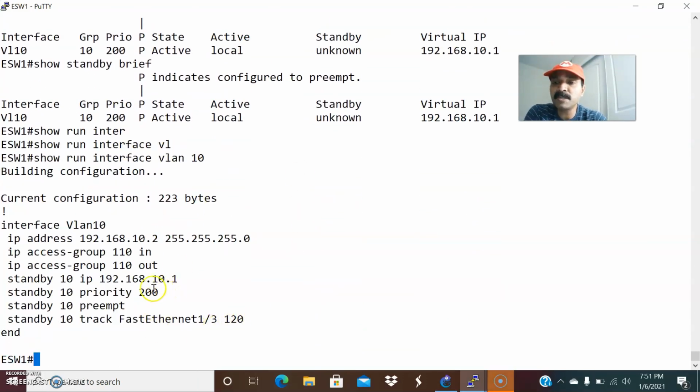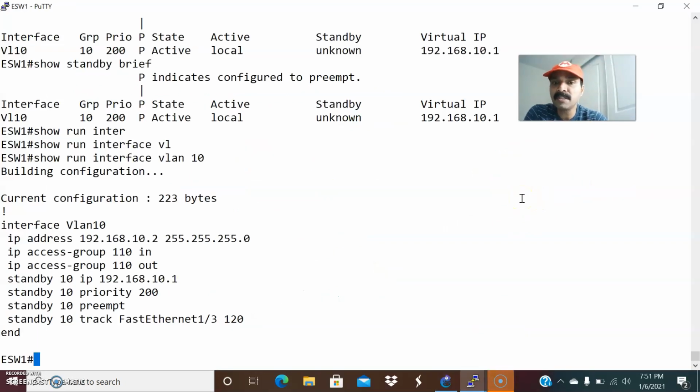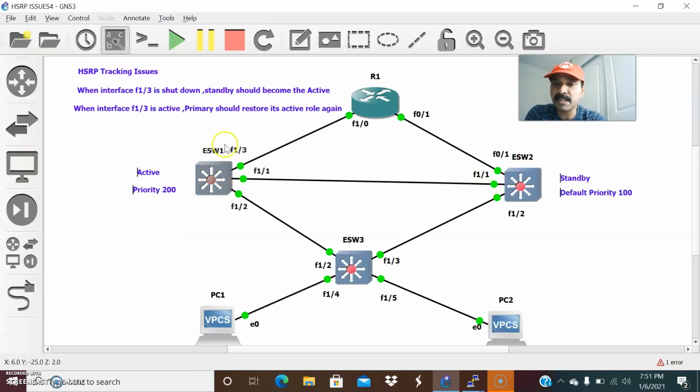Whenever this interface goes down, it will decrease its priority, 200 minus 120. So it will become 80, and the secondary will take over the active role. This priority is higher than this active, so this will take over the active role. That's the thing I want to show you. Before that, let us see this. See, this is an active, right? This is the active router.